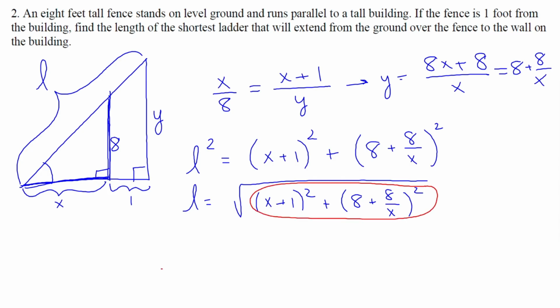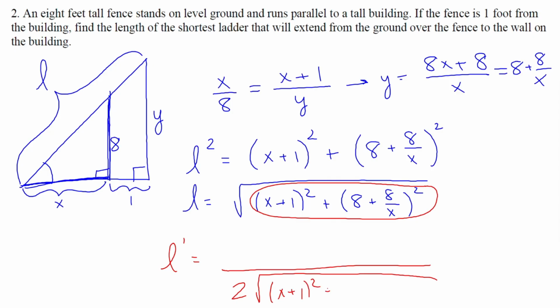And so we'll write that out, right? L prime is 1 over 2 root (x plus 1) squared plus (8 plus 8 over x) squared times the derivative of the inside of that, right? So which is 2 times (x plus 1) plus 2 times (8 plus 8 over x) times the derivative of 8 plus 8 over x. Well, that's just the derivative of 8x to the negative 1, which is negative 8 over x squared.